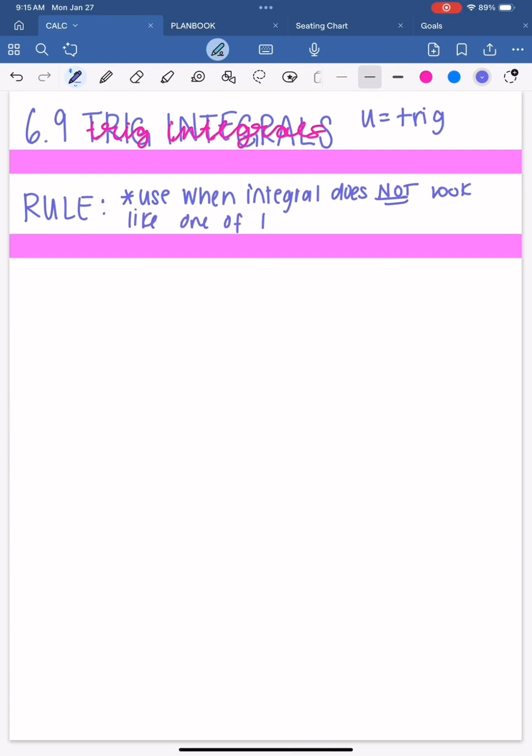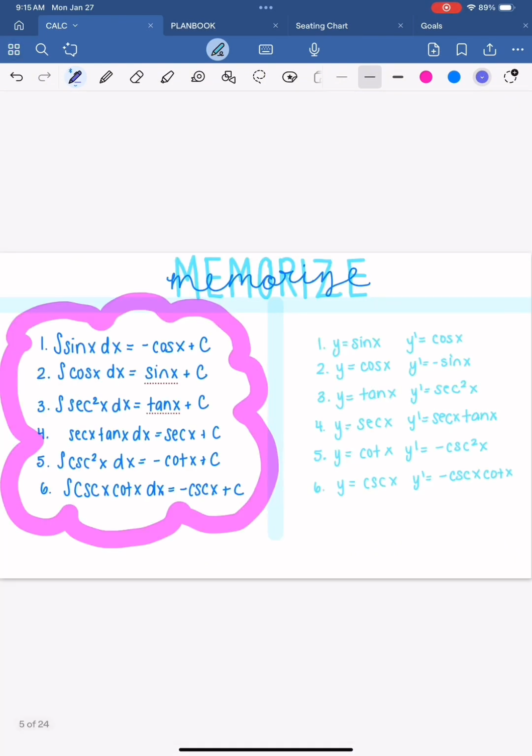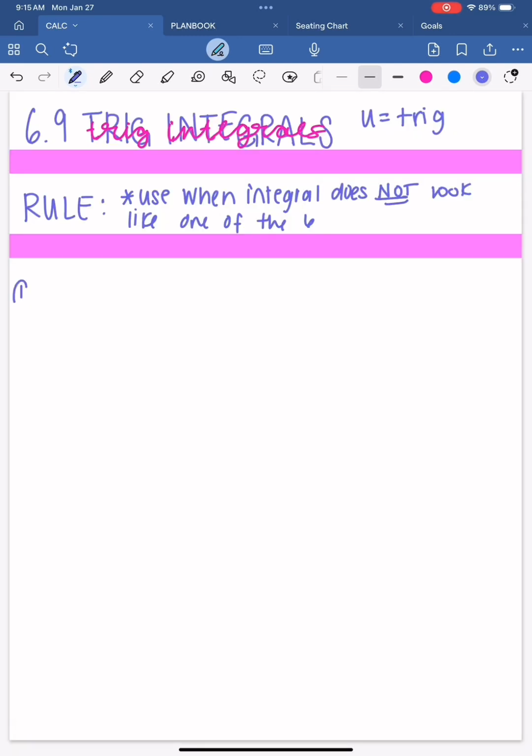Okay, so if you look here on this slide, these are the 6 you have to memorize. If it doesn't look like that, then u is going to be an entire trig function. Also, you can kind of tell when you have multiple trig functions. So let's look at this first example.